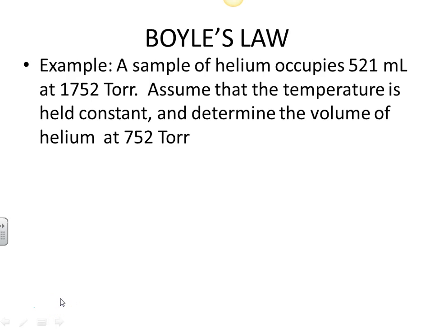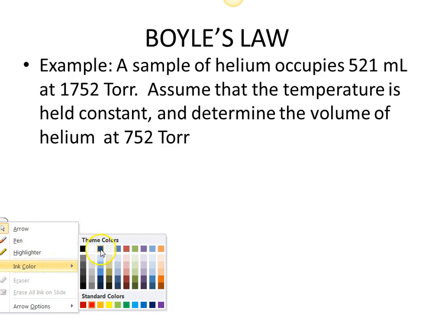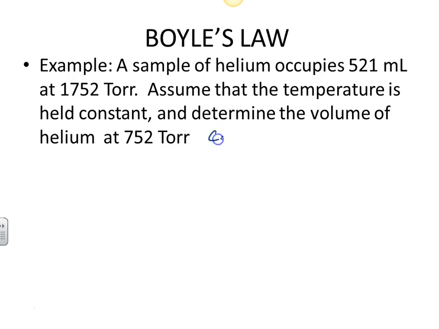The first example, we have a sample of helium gas that occupies 521 milliliters at this pressure, 1,752 torr. We're going to assume that the temperature is held constant and then determine the volume of the helium at a new pressure, 752 torr. When we have a problem like this, these are called corrections.